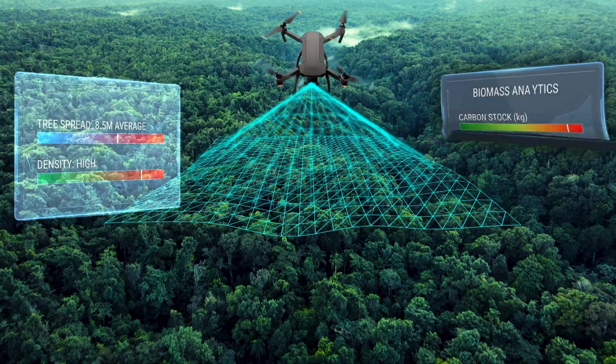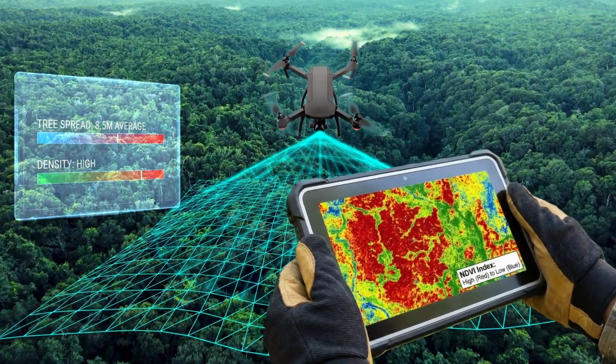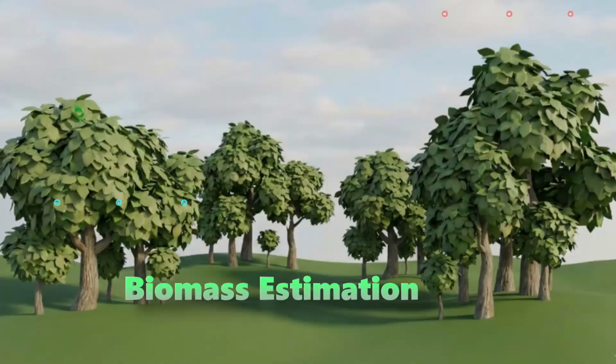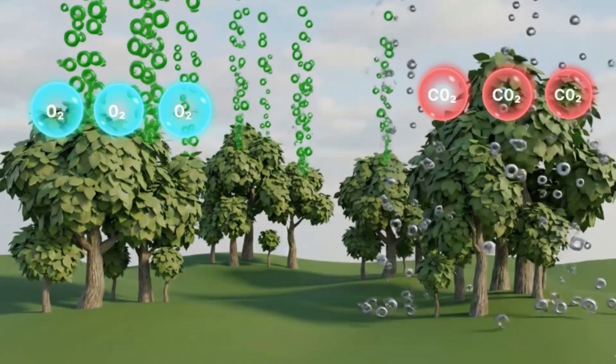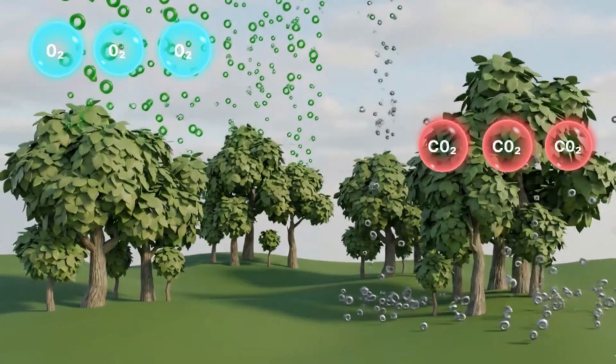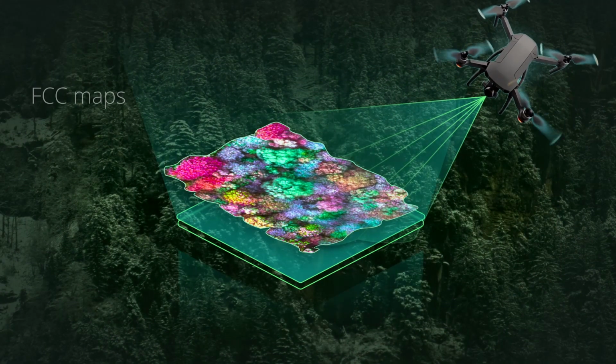For health and biomass analytics, we use NDVI to detect early signs of plant stress. We perform biomass estimation and calculate carbon stock per tree using LiDAR-based measurements. For visual analytics, we generate false color composite, or FCC maps, for clear visualization of vegetation health.